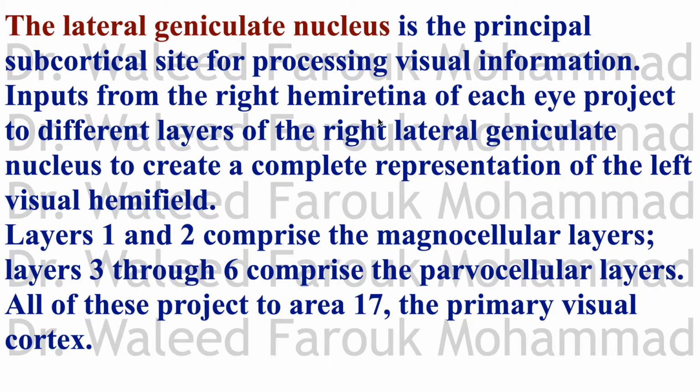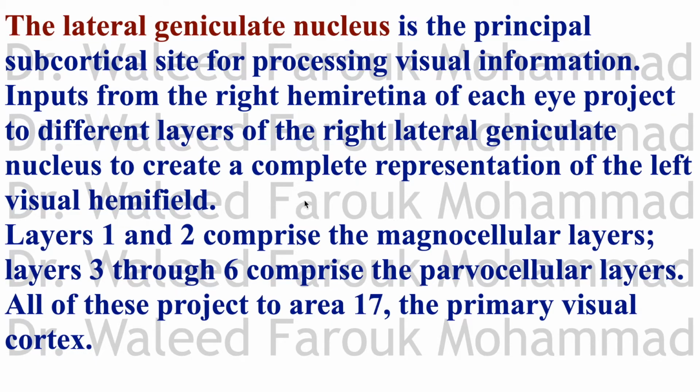The lateral geniculate nucleus is the principal subcortical site for processing visual information. Inputs from, for example, the right hemiretina of each eye project to different layers of the right lateral geniculate nucleus, that is, from the temporal and from the nasal part, to create a complete representation of the left visual field. Right half of each eye is the left visual field, to be precise.